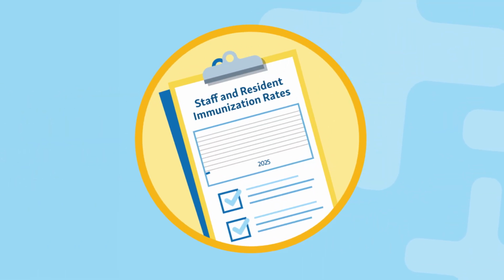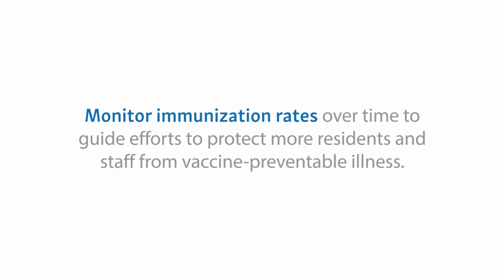For example, each year when a new flu vaccine becomes available, resident and staff flu immunization rates will reset to 0. As residents and staff receive the new flu vaccine, the immunization rates will gradually climb. Monitor immunization rates over time to guide efforts to protect more residents and staff from vaccine-preventable illness.